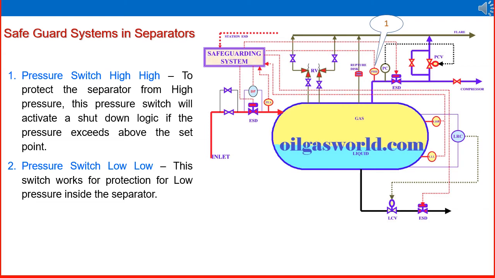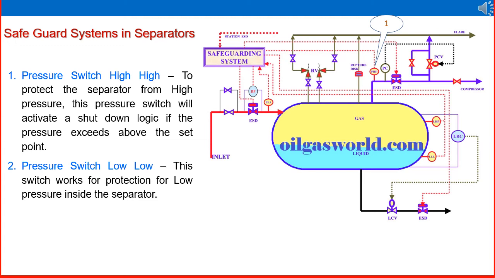From that logic, another signal is going to a valve in the inlet line. That is called the ESD valve. There is a pressure set point. Suppose it is operating at 150 psi, so the high pressure may be 200 psi or 175 psi.